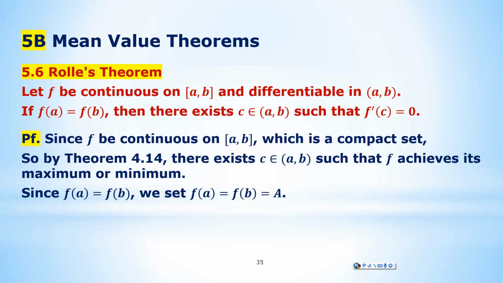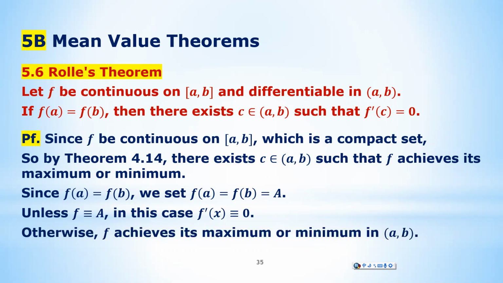Now it comes to the condition here. I know that f(a) equals f(b), so we can set f(a) equal to f(b), both equal to a certain value A, a finite value. Then we distinguish two cases. Case one: f is a constant function, that means the function is identically equal to A on the entire interval. In this case, f'(x) equals 0 for every x. Of course, the conclusion holds, because you can pick any c inside (a,b) and the derivative equals 0.